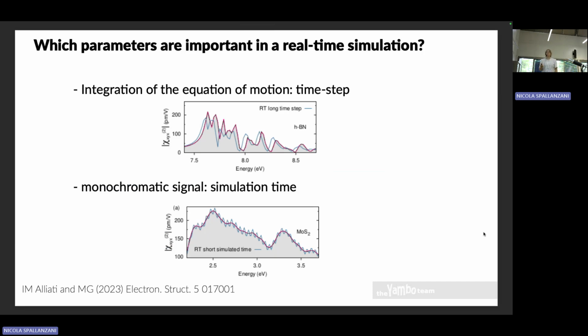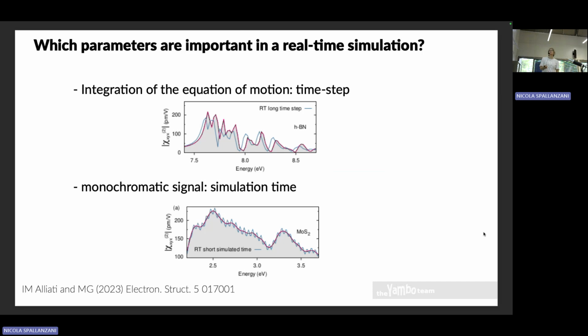The other one is the time step. Here, just to see the effect of a time step which is too long to iterate your equation of motion, you have it again in blue here. You see that if you do not converge, you can get some error in your spectra. This is the second harmonic generation. And also, if you have a monochromatic signal and your simulation time is too small, you will observe this oscillation around the correct value.